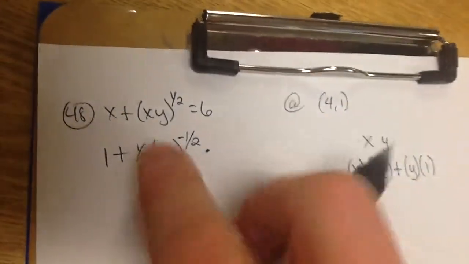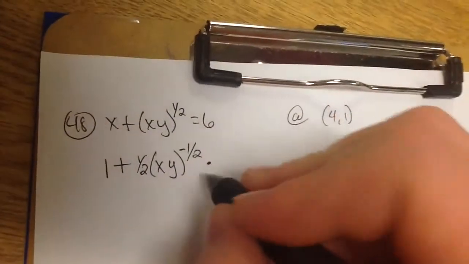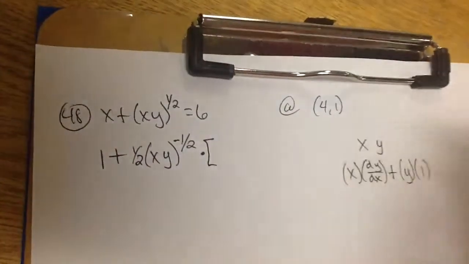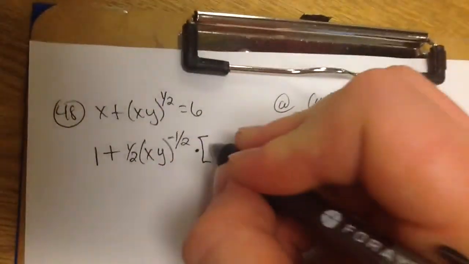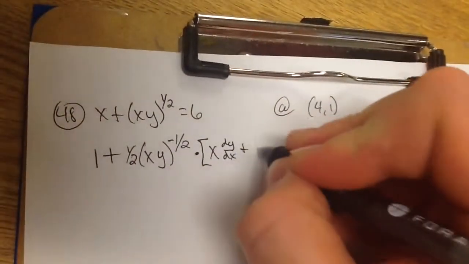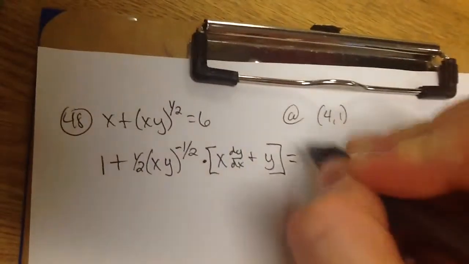And remember, this is chain rule, so we did the derivative of the outside right there. It's multiplied by the derivative of the inside. So this whole thing, gotta remember to multiply it. It's x dy dx plus y equals 0.